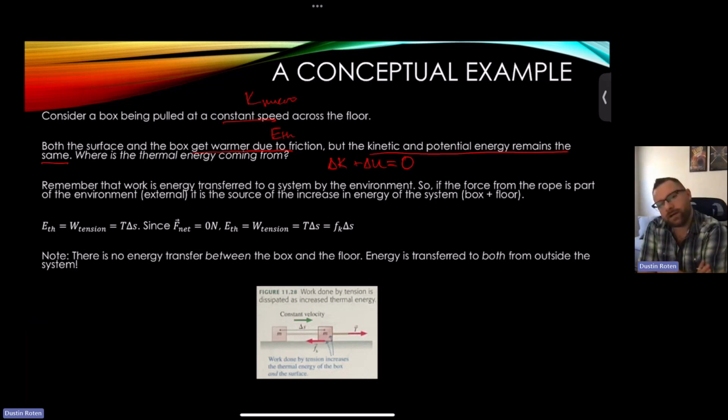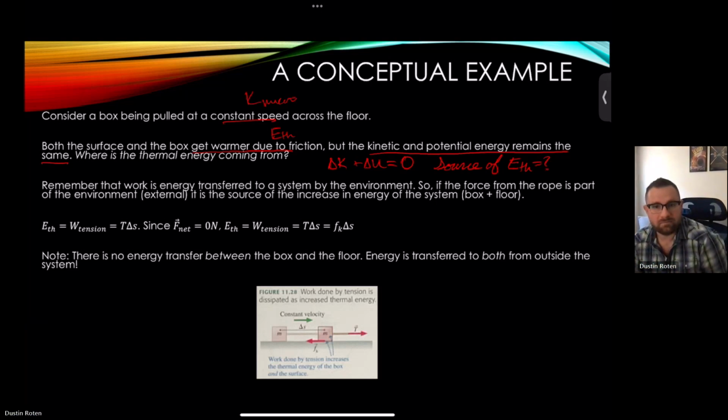Well, so now the question is, where is this heat coming from? It's not coming from kinetic energy. It's not coming from potential energy. So what is the source of E thermal? Well, we don't know yet. We have to do some math because clearly it's not coming from kinetic or potential energy. So remember that work is just energy transferred to a system by the environment.